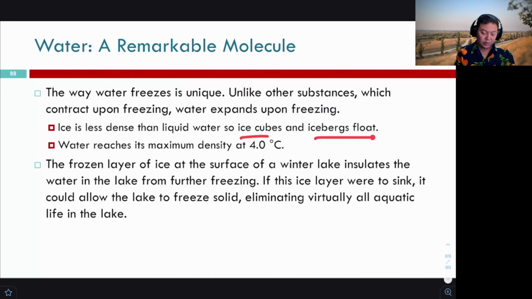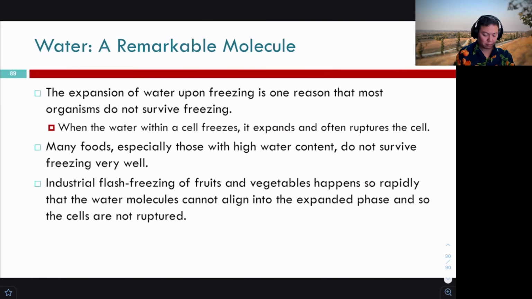So ice cubes and icebergs float, but also the frozen layer of ice at the surface of a lake insulates the water of the lake from further freezing. Then other aquatic life in the lake can continue to live even though the surface is frozen. This is also the reason why most organisms do not survive freezing, anything larger than a hamster.